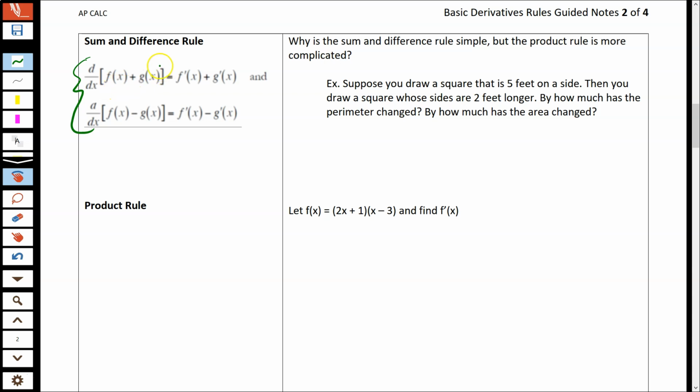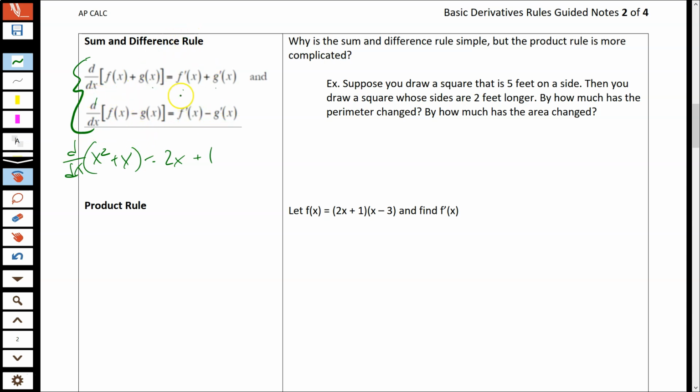So if you're adding two functions together, so f plus g, their derivative is the sum of the derivatives, f prime plus g prime. So what we mean by that is if I had like x squared plus x, and I was taking the derivative, that would give me the derivative of x squared is 2x, and then the derivative of x is 1. Okay? Subtraction works the exact same way, right? Because subtraction is really just negative addition.